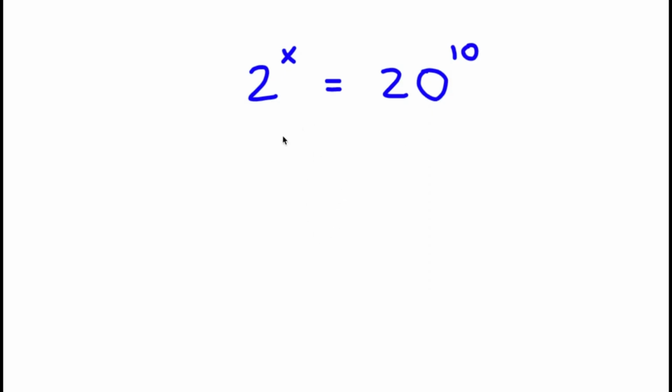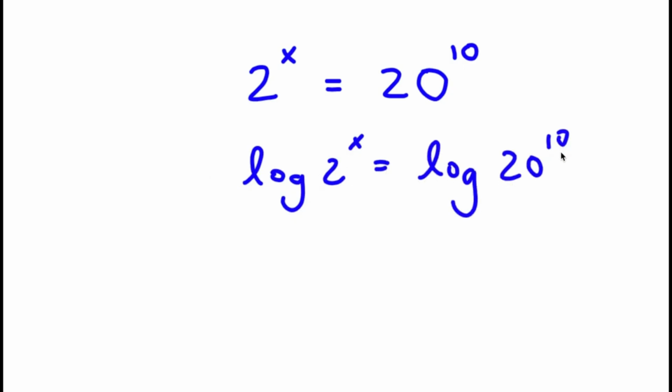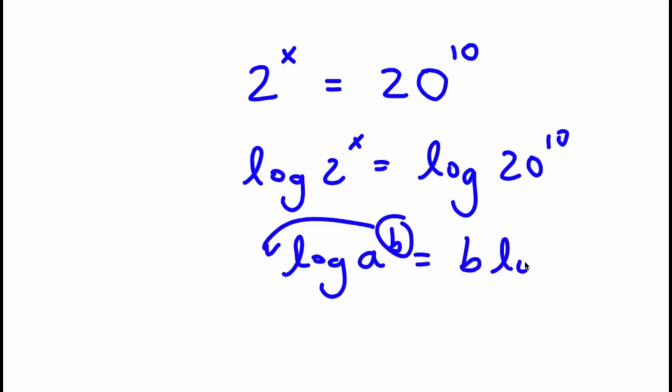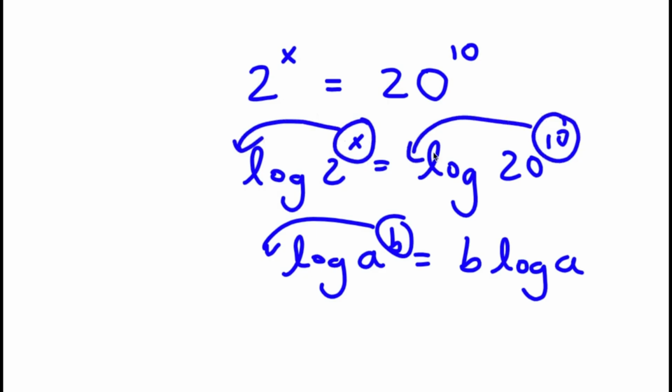So I have 2 to the power of x is equal to 20 to the power of 10. So the first thing I'm going to do is take the log on both sides. So now I have log 2 to the power of x is equal to log 20 to the power of 10. Now if I have something in the form log a to the power of b, I can move this exponent b to the front. So this is going to equal b times log a. So in this case, log 2 to the power of x, I can move x to the front, and log 20 to the power of 10, I can move 10 to the front.